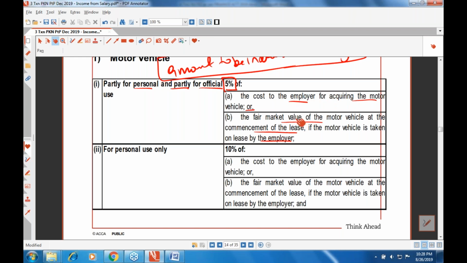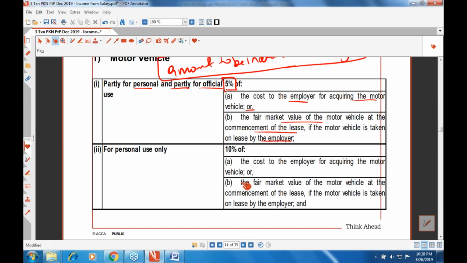If the employer has obtained the motor vehicle on a lease, and the overall payments on the lease are more than the cost of the motor vehicle, then the market value of the motor vehicle is included in the salary. You don't have to include the total lease payment. It's just the market value that has to be included in the salary. That's number one. Number two, if it's given for personal use only, 10% has to be included.